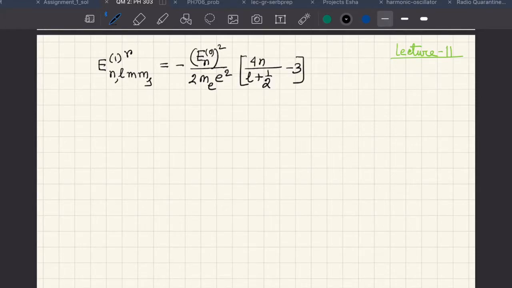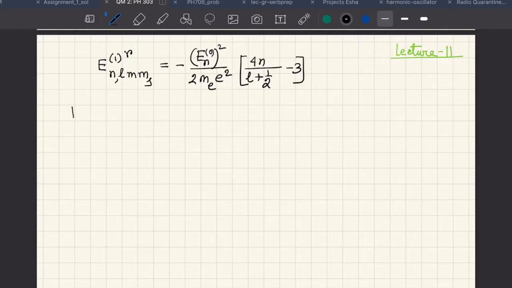Hello. So let us start from where we left in the previous lecture. Remember, we calculated the relativistic correction to the hydrogen energy levels, and we had calculated this correction to first order only. Now, this result that we have written here is basically a result which was calculated in the uncoupled basis that we had introduced in the last part of the previous lecture.